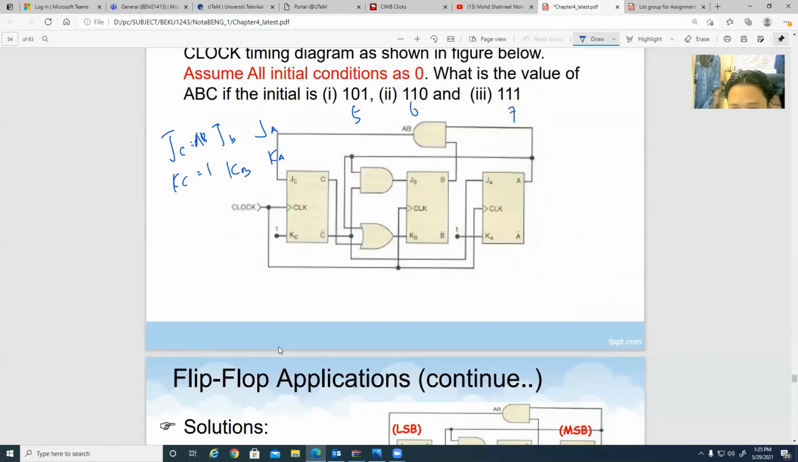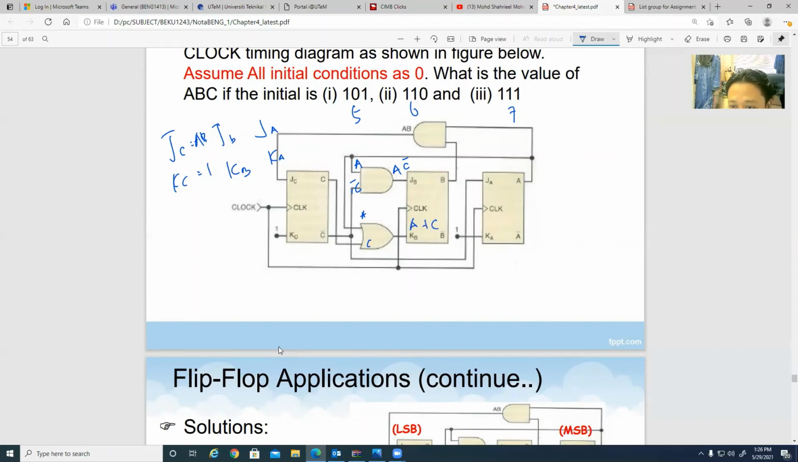And then for JB here, it comes from A, this one will be A, and another one will be C bar. So JB is A C bar. And then for KB, you can get from this one, this one will be A, and another one will be C. So this one will be A plus C.